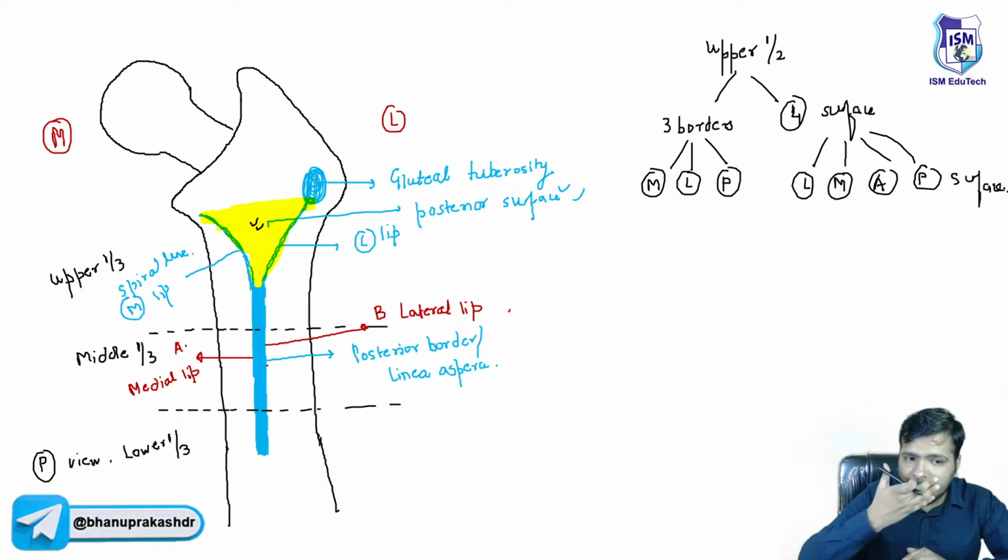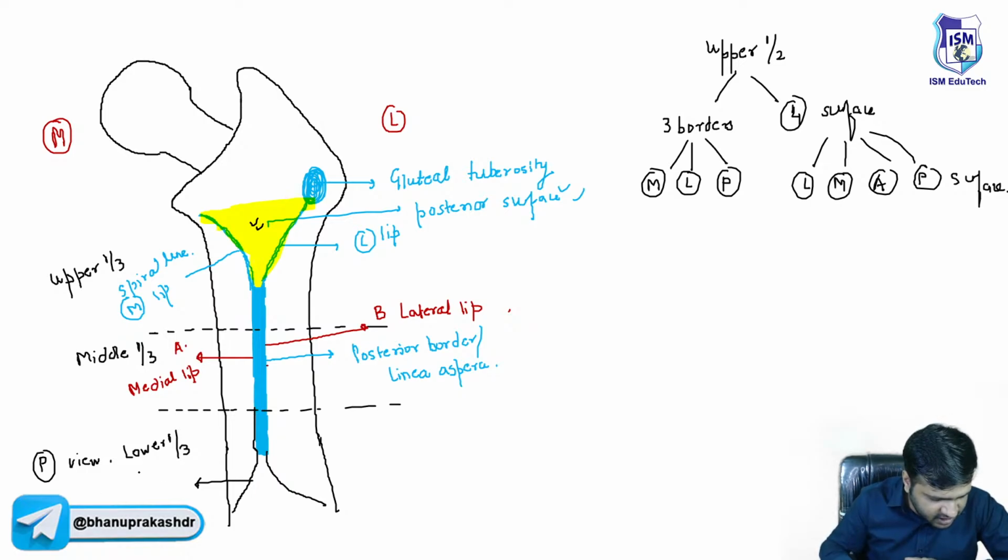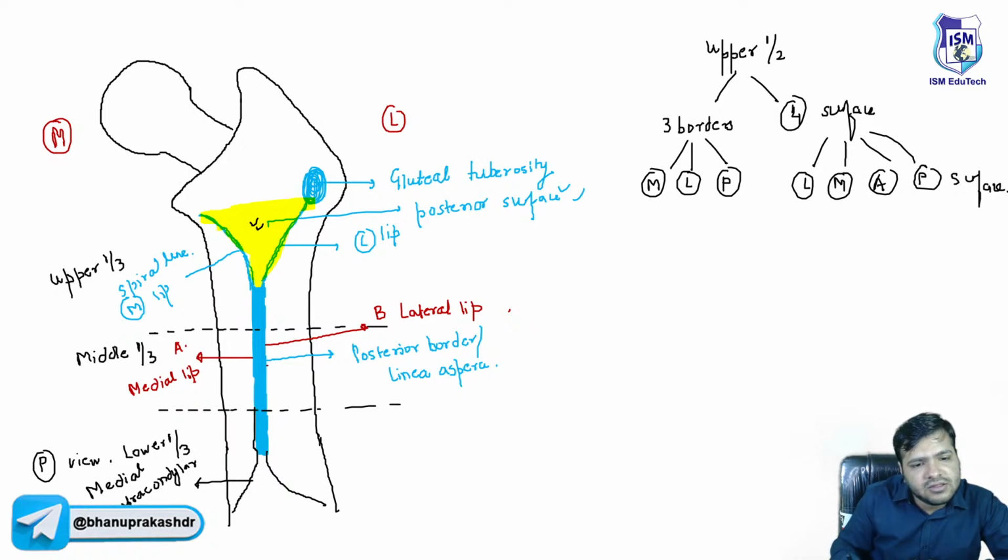Okay, in the lower part also this border will split, forming the medial supracondylar ridge and the lateral supracondylar ridge. Jainam, Harsh, Chinal, Kiran, very good beta.